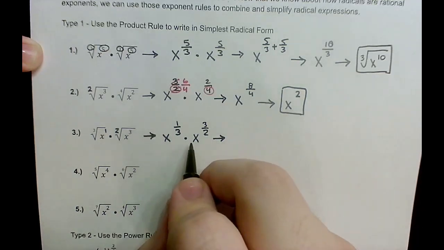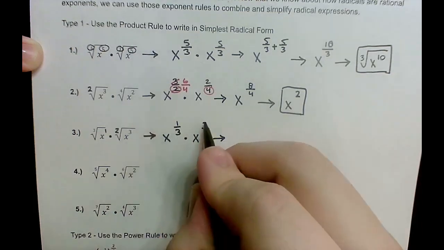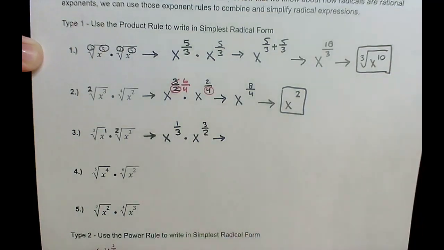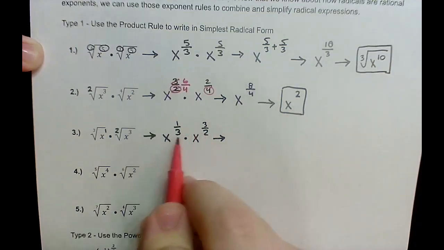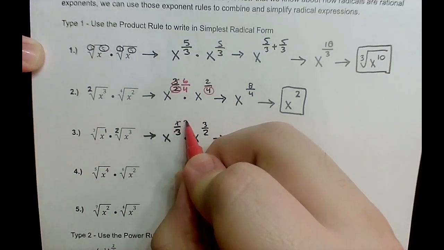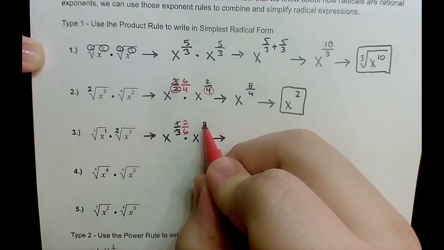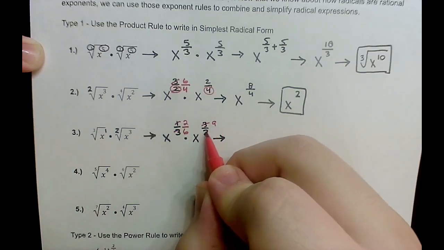So we're going to get to the point where we can add those exponents. However, 1/3 and 3/2 are not like terms, or they don't have the same denominator. So the least common multiple of these two is 6. If I multiply the top and bottom number by 2, I'm going to get 2/6. And if I multiply the top and bottom number over here by 3, I'm going to get 9/6.